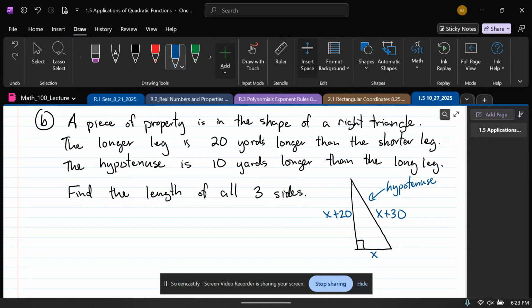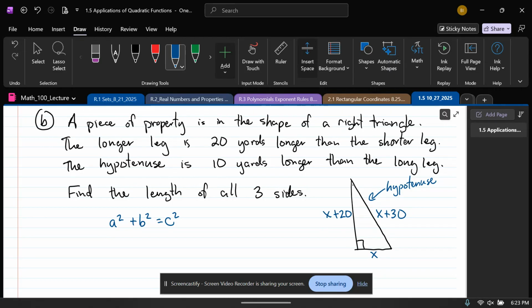Yeah, Pythagorean theorem. Remember Pythagorean theorem from elementary school? The Pythagorean theorem says that the sum of the squares of the legs is equal to the square of the hypotenuse. So remember, a squared plus b squared equals c squared. That's the Pythagorean theorem. We've done that before.